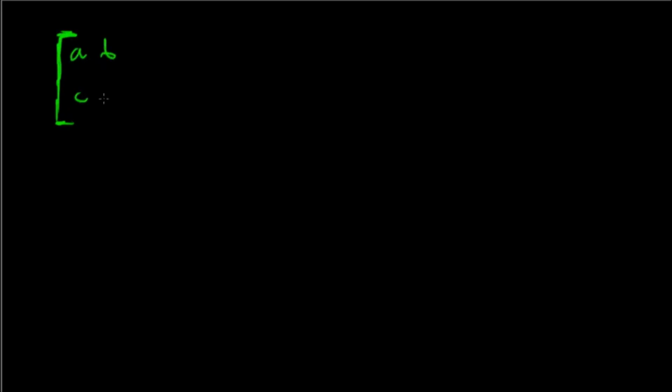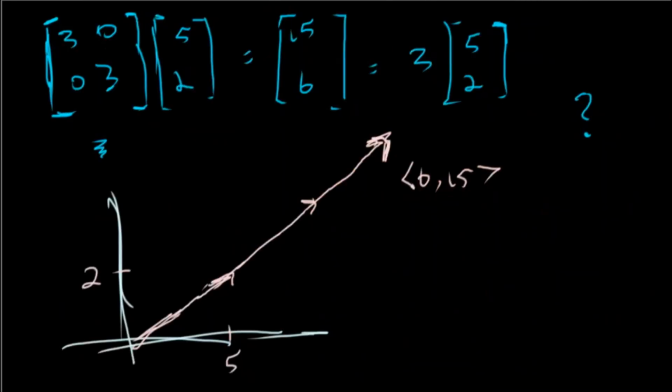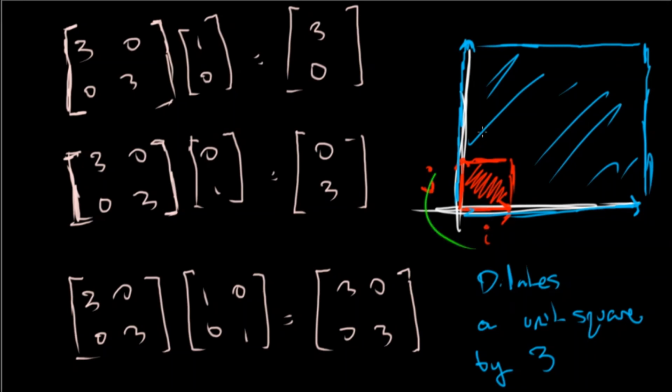All right, so I have a matrix A, B, C, D with whatever numbers you want in there. And how do we know what this thing does? If I go back to this concept over here, we are looking at what it does to the unit square. So let's go ahead and do that. Let's find out what this does to the unit square, and then we will know the function of this matrix.